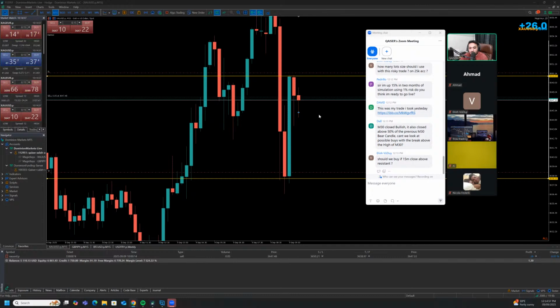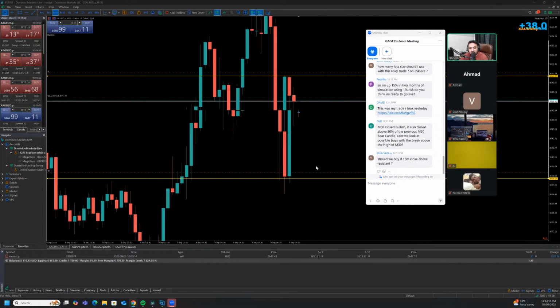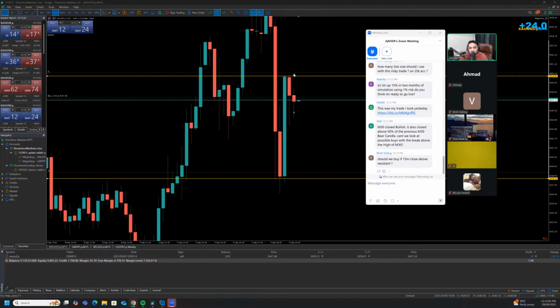Should we buy if M15 closes above the resistance? Yeah, definitely, totally makes sense. If we just want to take a buy, the candle has to break and close above the resistance area. So that could be a very beautiful counter trade setup, I would say. That makes sense actually.